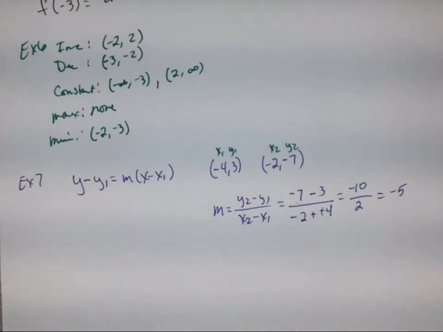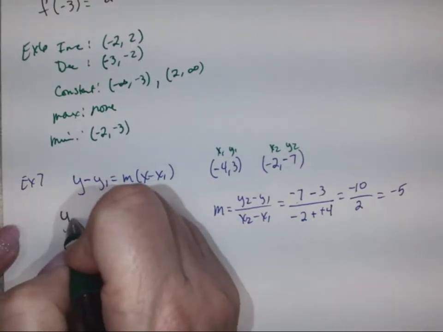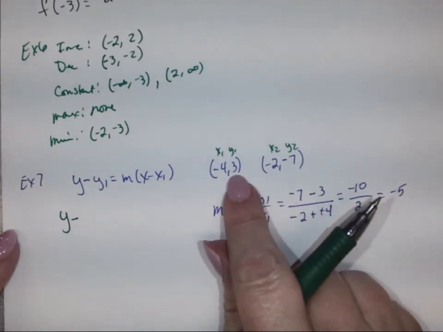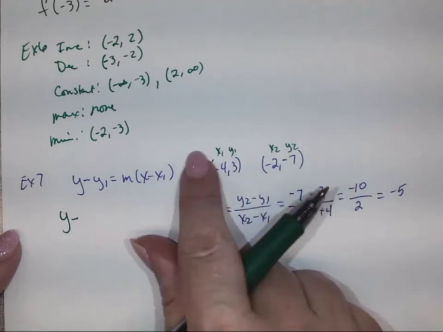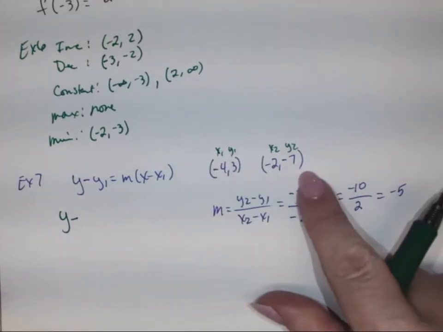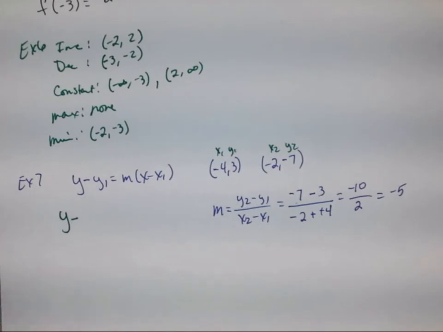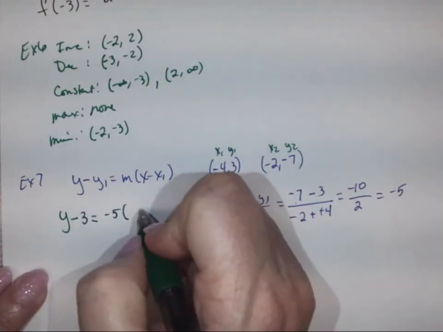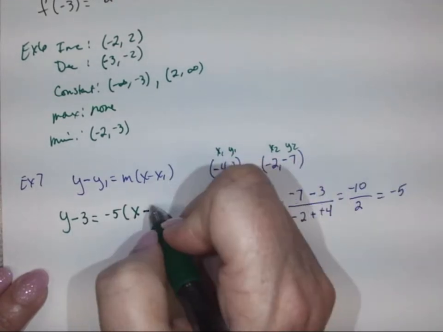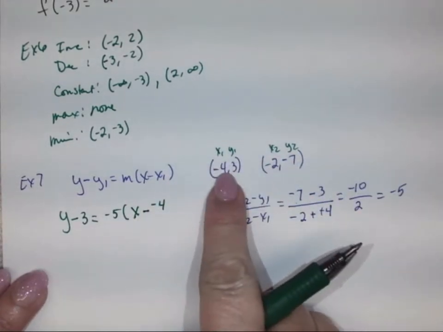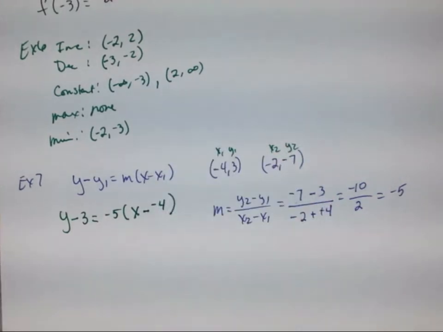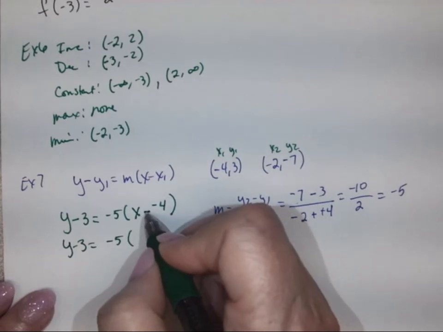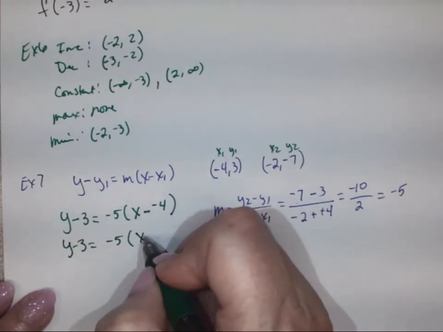Now we can plug in everything that we have. So we'll have y minus, we need to choose which point. It doesn't really matter which point we choose. I'm going to choose the first point. It doesn't really matter, but the 7's kind of big, and these are in an easier range. So y minus 3 equal to negative 5 times x minus that negative 4. The other thing is there's only one negative here. That one has 2. So y minus 3 equals negative 5 times x minus a negative 4. That will become x plus 4.